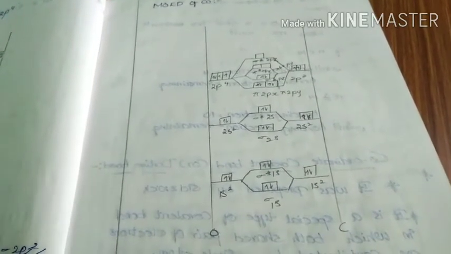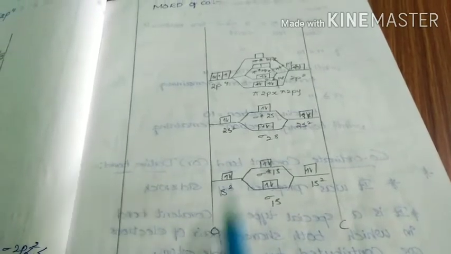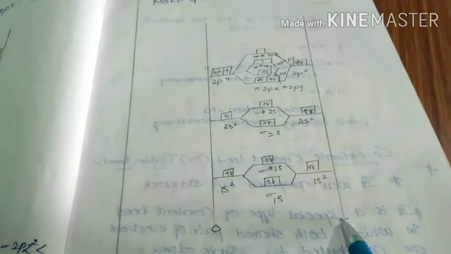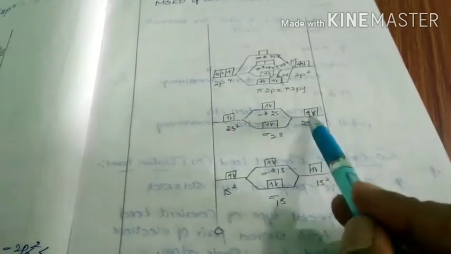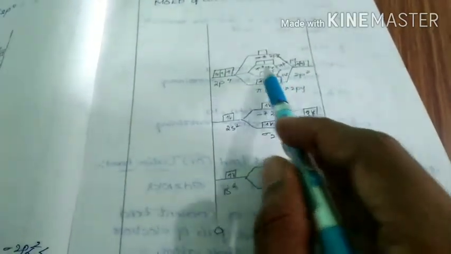In case of CO, this is the atomic orbital configuration for oxygen. This is the atomic orbital configuration for carbon. Two atomic orbitals form two molecular orbitals. Here 3 plus 3, 6. 1, 2, 3, 4, 5, 6.